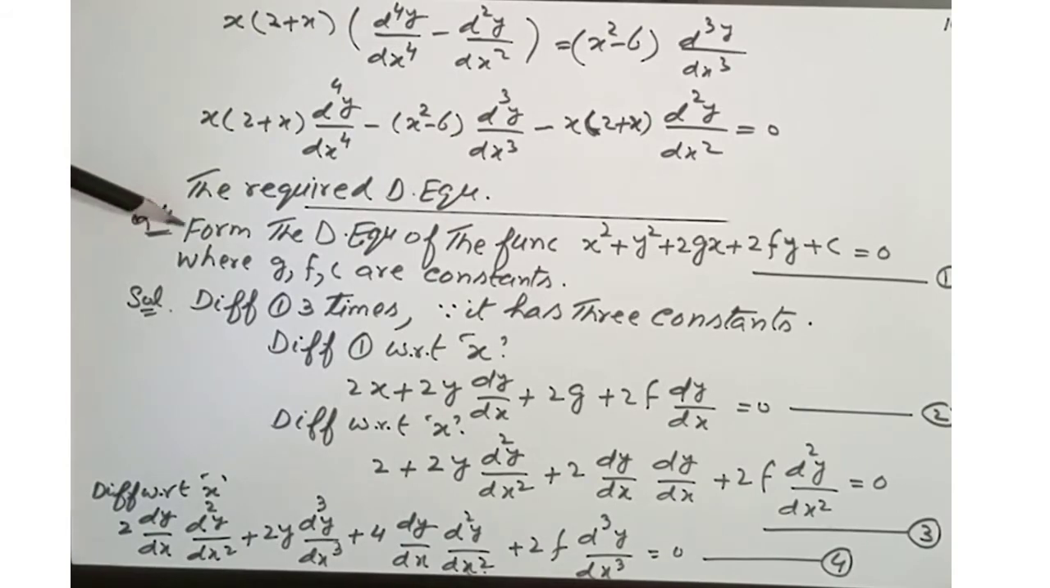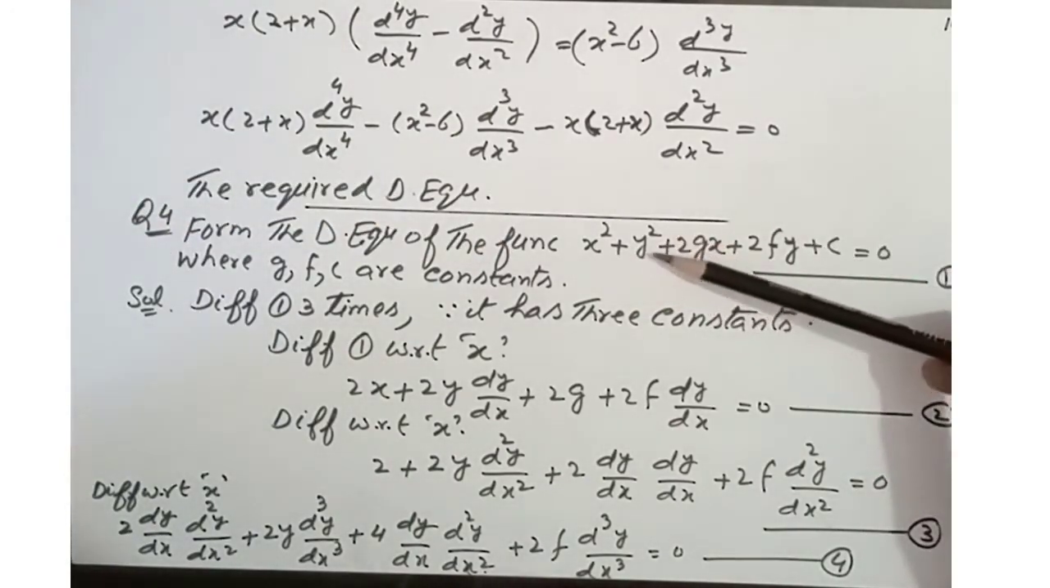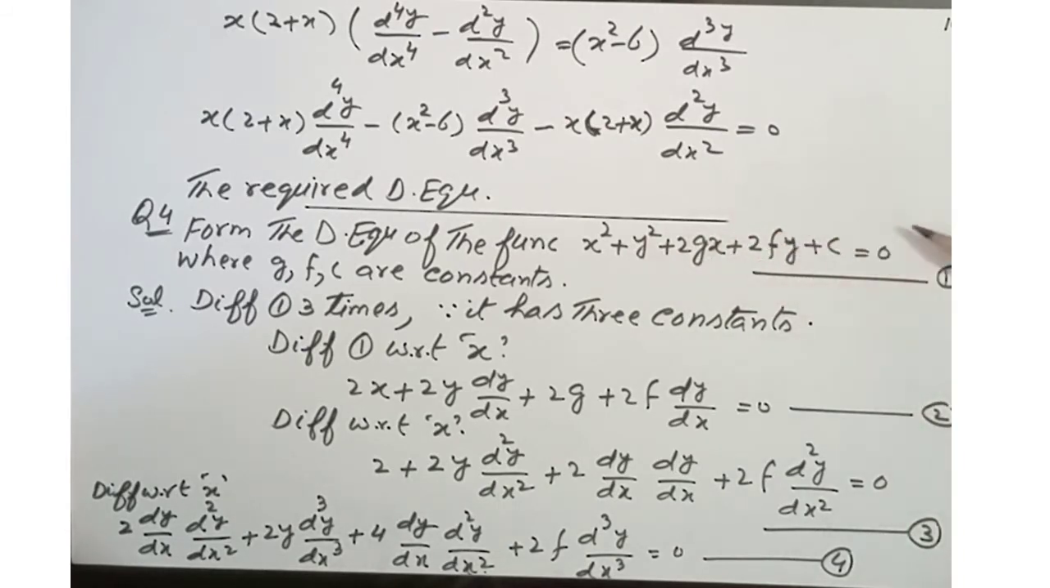Now question 4. Form the differential equation of the function x square plus y square plus 2gx plus 2fy plus c equal to 0. This equation has 3 arbitrary constants, g, f and c. We differentiate this equation 3 times. We take the first derivative: derivative of x square is 2x, and derivative of y square is 2y dy by dx, and derivative of 2gx is 2g, and 2f dy by dx, and c is a constant term, so its derivative is 0.